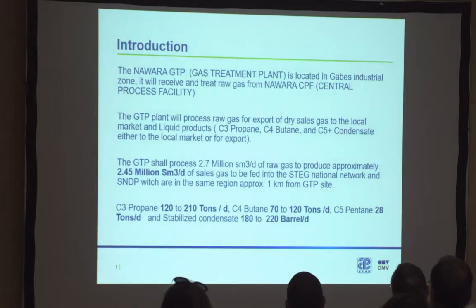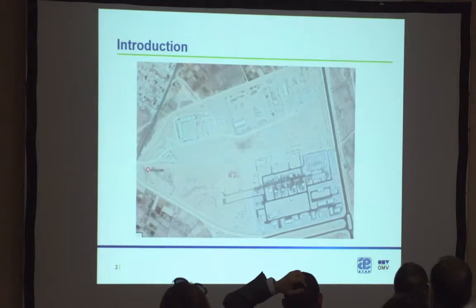Propane, maximum 210 tons. Butane, 120. Pentane is the side product. Stabilized condensate is 220 barrels per day. This is the latest Google map of the GTP. So you have here the main entrance. We have contractor camp, company camp, operation camp, storage area, and this is the gas treatment plant.